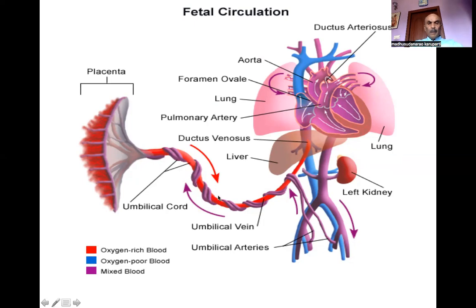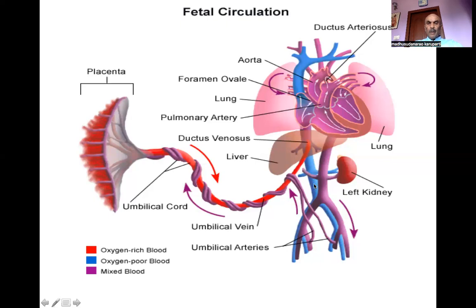This is the umbilical vein that carries the oxygenated blood, the pure blood from the placenta. It runs in the umbilical cord along with the umbilical arteries and enters the fetal abdomen and is connected with the inferior vena cava through the ductus venosus. This is the ductus venosus that gets connected with the inferior vena cava.